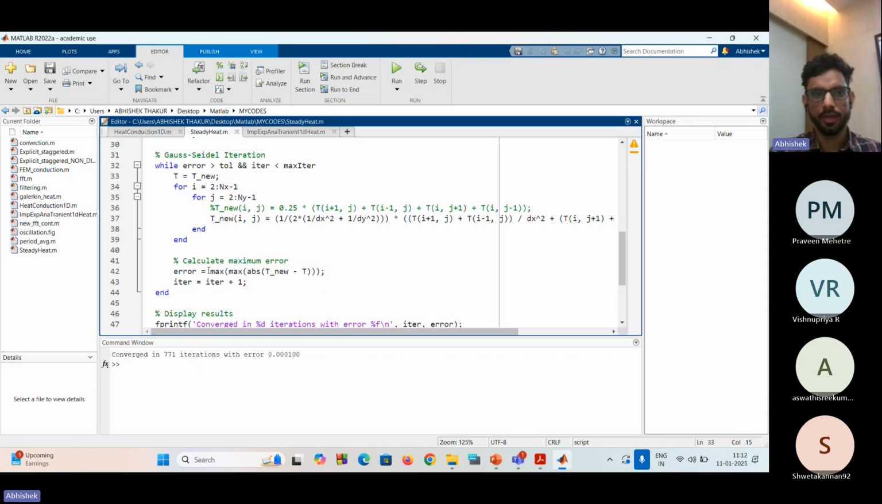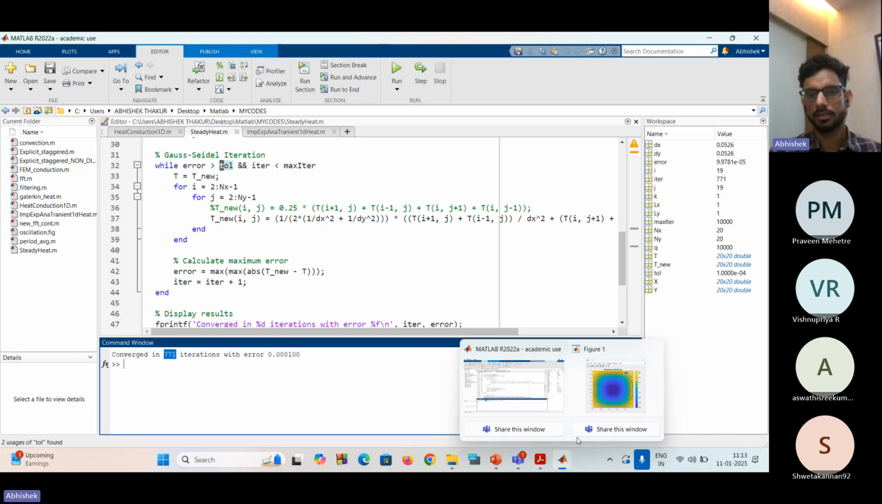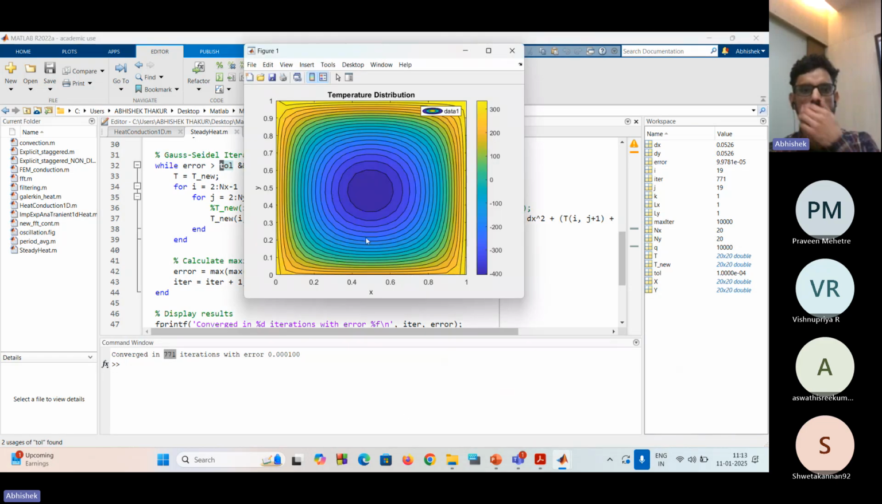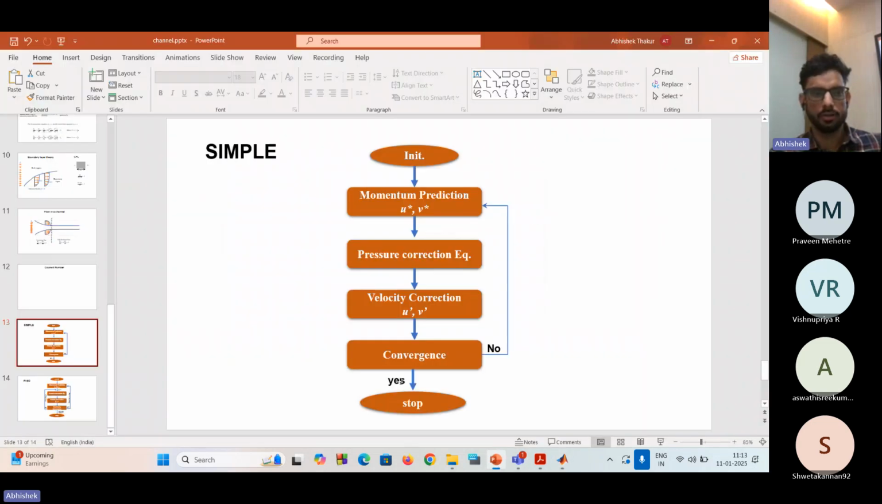So from where it is showing, I have shown here the iter parameter. It is storing how many while loops it is going through. So as soon as the error becomes less than tolerance, it exits. Converged in 771 iterations. And this is the temperature profile that you get, because heat generation is very high. It is like this. So I hope you understood the tolerance.